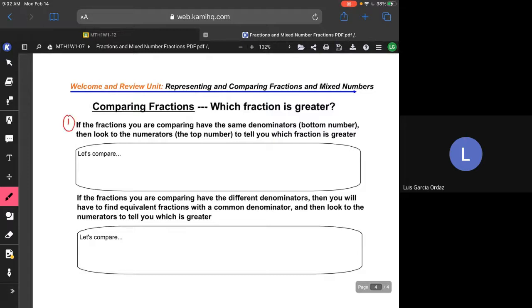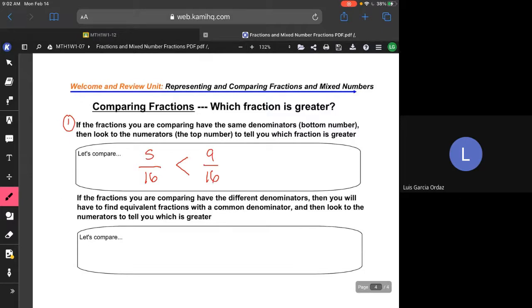And when that's the case, so this is case one. When the denominators are the same, so let's say I have 5 over 16 and I have 9 over 16, I can just look at my numerator and I can tell which fraction is bigger. So in this case, I have 5 over 16 and 9 over 16. Which fraction is bigger? Shireen? Yeah. So I'm going to write my greater sign. 9 over 16 is greater than 5 over 16.